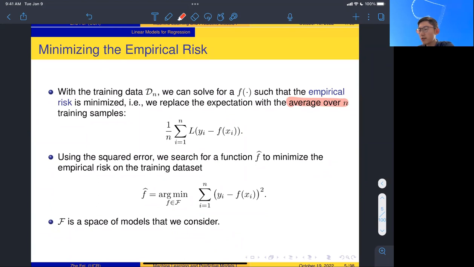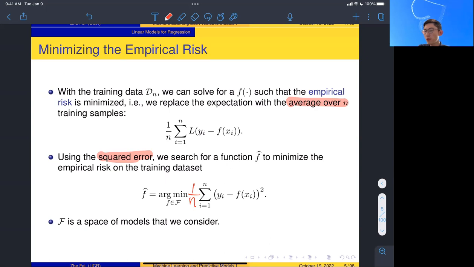If we use the squared error loss, the formula becomes the later one, and we could remove 1 over n, because 1 over n does not affect your f estimate. So our target is this f hat that minimizes this empirical risk. Argmin is the notation we have introduced: it minimizes the objective function, and f hat is the minimizer.